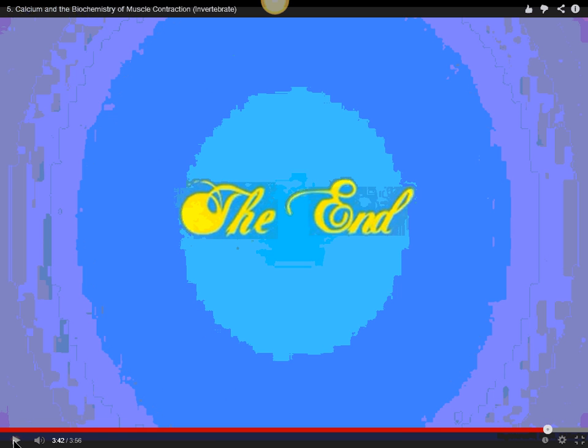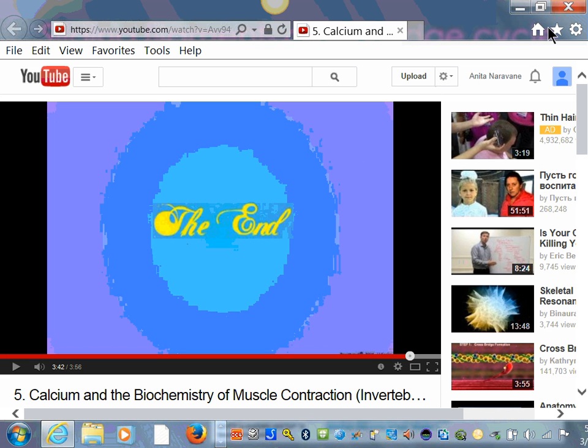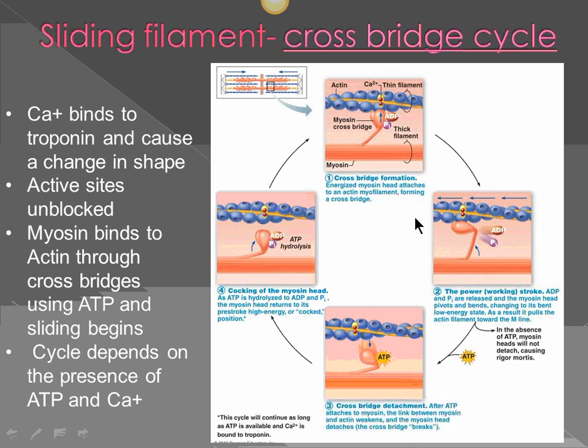Here you saw how it was needed and how it attached, it hydrolyzed it and pulled it, and then you get another ATP molecule when it detached, and again it hydrolyzed, and so it keeps pulling. So as long as ATP and calcium are available, the muscle will keep on contracting. Okay?